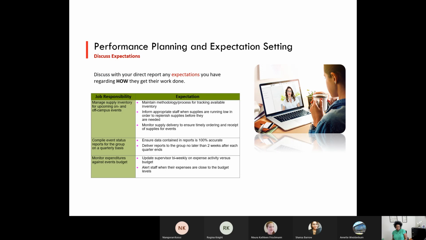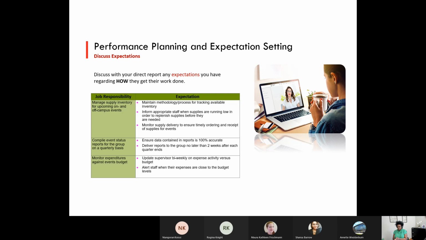So discuss with your direct reports any expectations that you have regarding how their work is done. Your employees are the subject matter experts, and you're managing them. You're trying to accomplish certain goals through them, but they're the ones who complete the tasks.